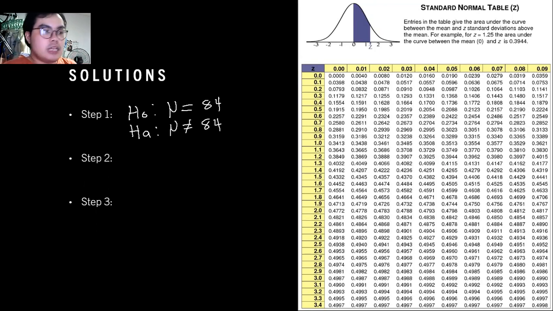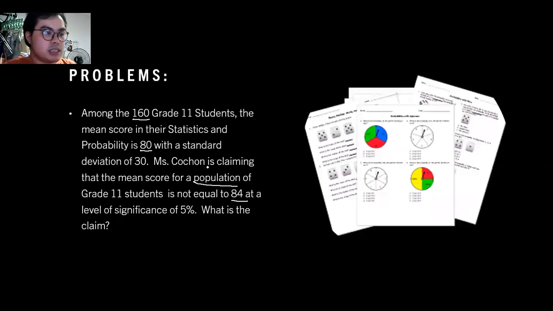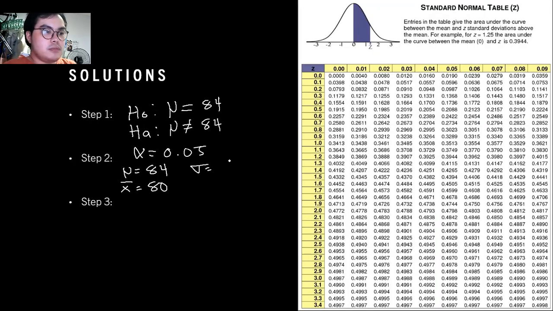So step 2 natin, ang gagawin natin, ang level of significance natin will be alpha equals 0.05. Okay, so this is the level of significance. Now we're going to state the given. So the population mean is 84, the sample mean is 80, the standard deviation is 30, then the sample size is 160.